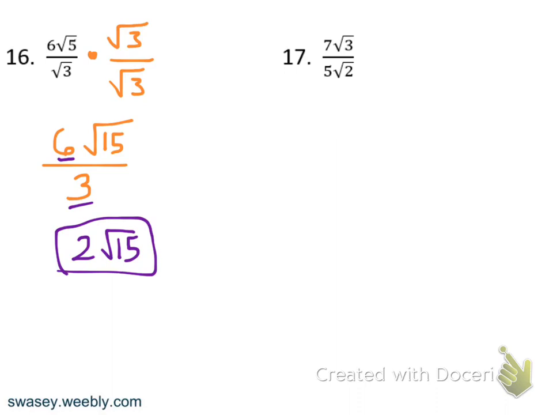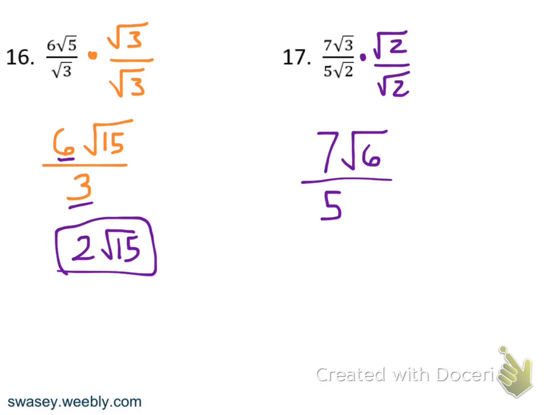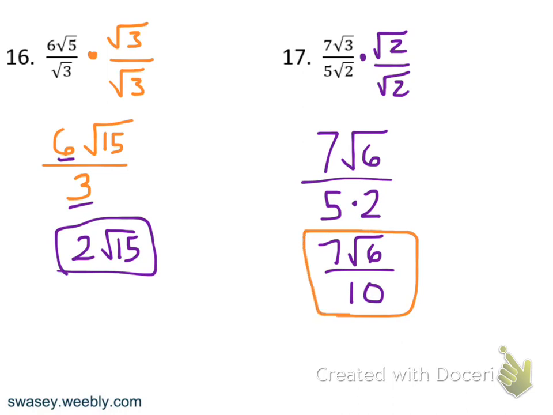Number 17, to get rid of the square root of 2 in the denominator, multiply the top and the bottom by square root 2. We get 7 square root 6 over 5 times square root of 2 times 2. Square root of 4 is 2. So if we multiply that together, we get 7 root 6 over 10. The 7 and the 10 have no like factors, so it won't simplify any more than this.